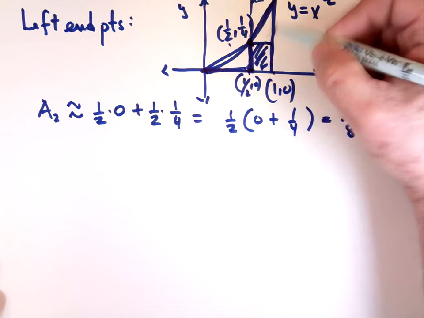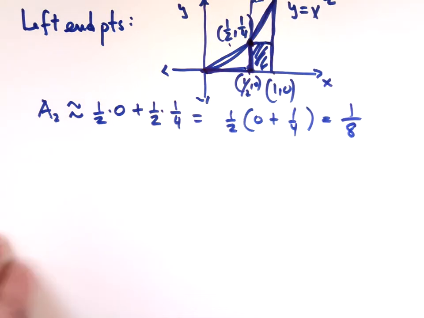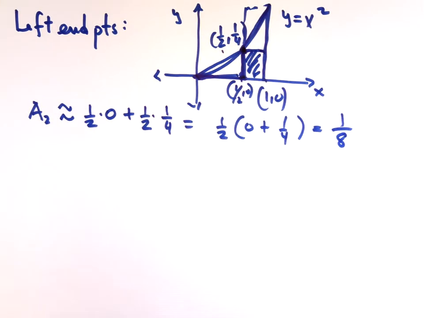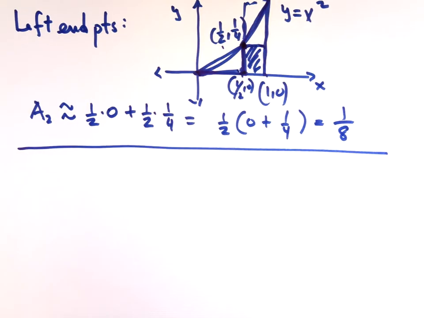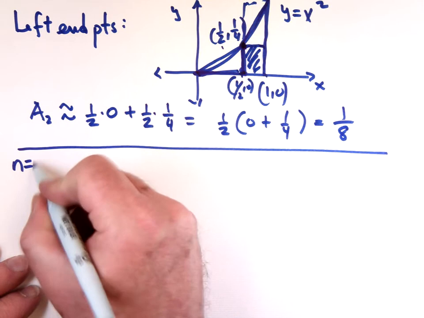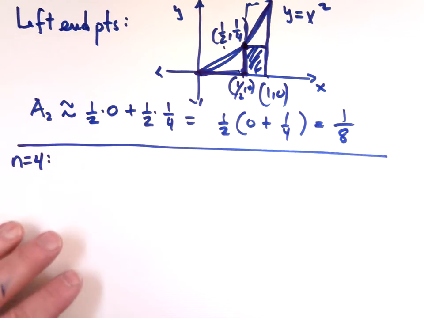So far we've used 2 rectangles, right endpoints, left endpoints. We've got 2 approximations, 5/8 and 1/8. How could we do better? We could do better by taking more rectangles, and that's what I'm going to do. I'm going to take 4 rectangles this time. Okay, n equals 4. I'm going to do right ones and I'm going to do left ones. And we're going to see we're going to get better approximations. Here we go.